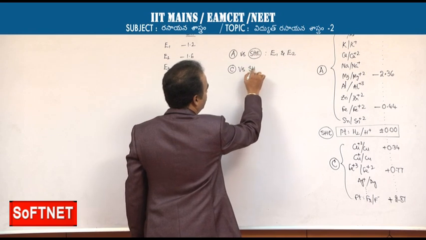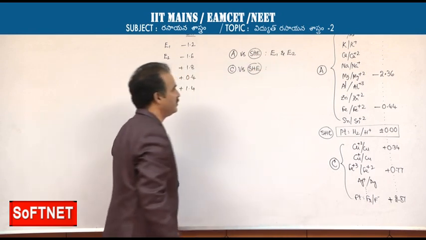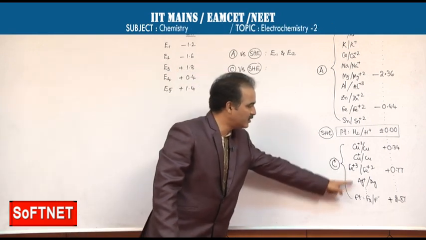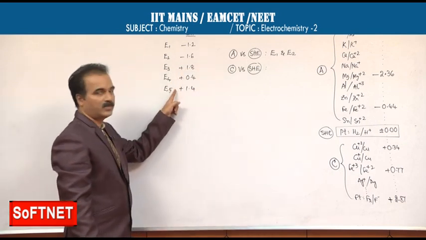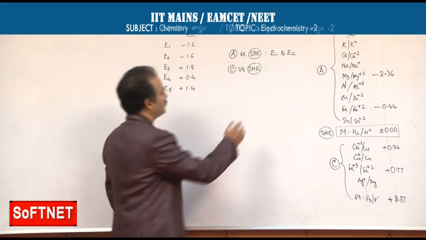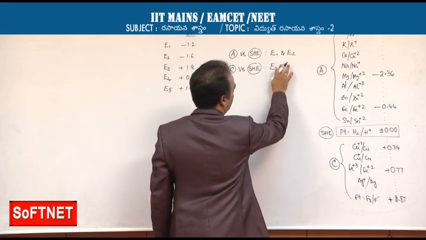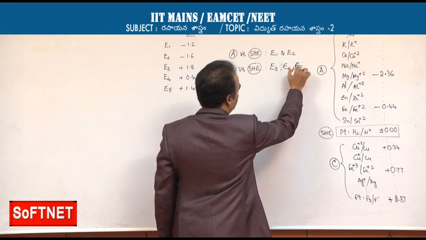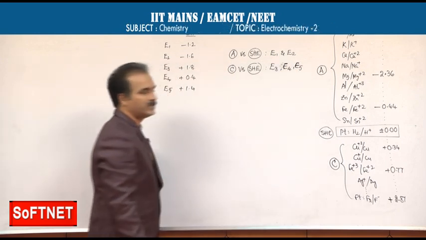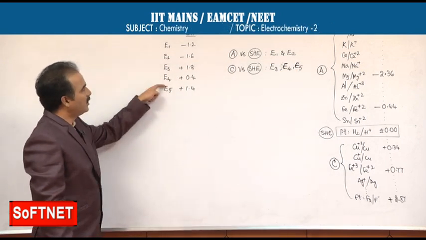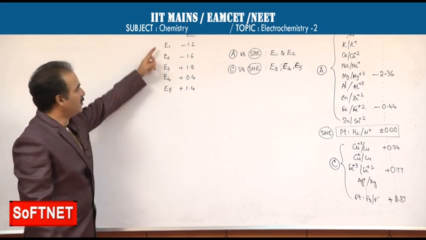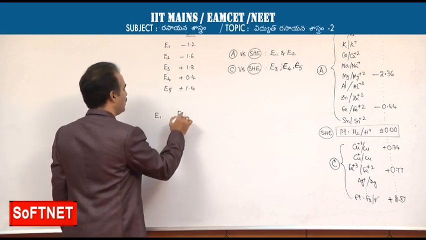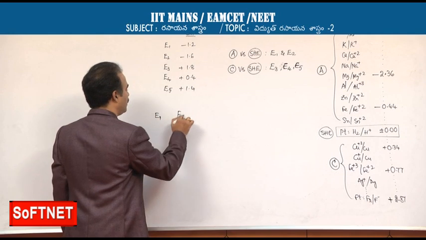Which will act as cathode against SHE? To act as cathode against SHE, they should have positive reduction potentials. Which have positive reduction potentials? E3, E4 and E5. So all of these E3, E4 and E5 will act as cathodes against SHE. Now the question is, suppose any two electrodes are combined, you will get an electrochemical cell. Let us say I have connected E1 and E5.